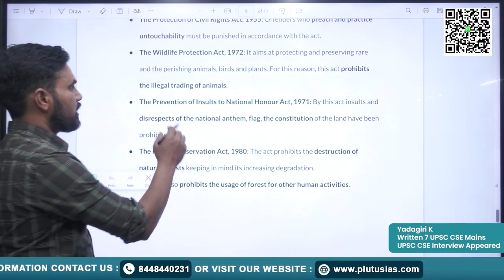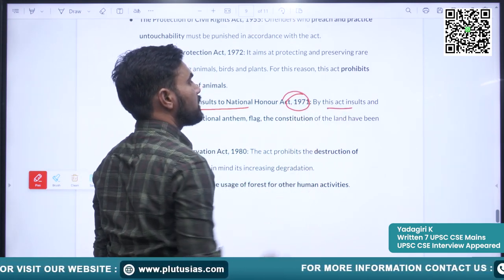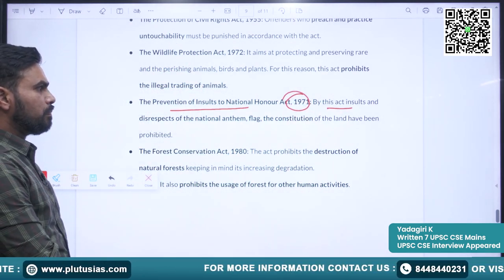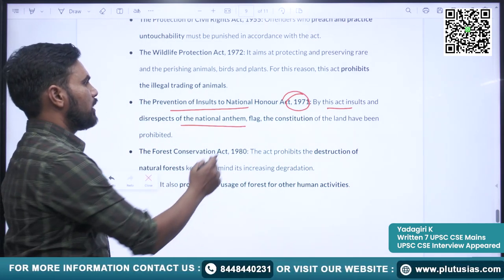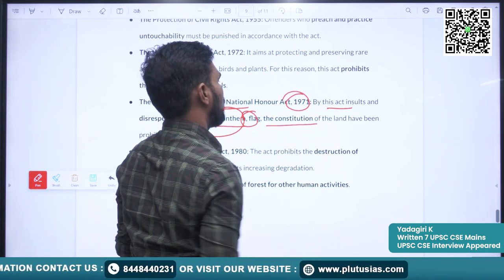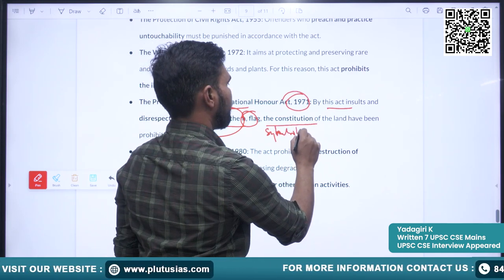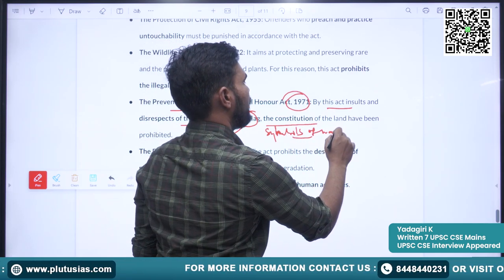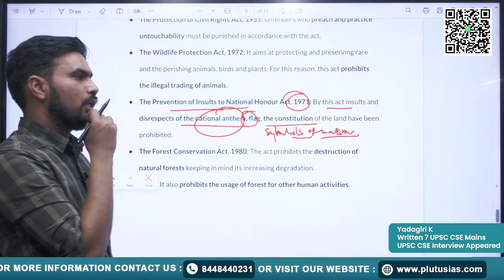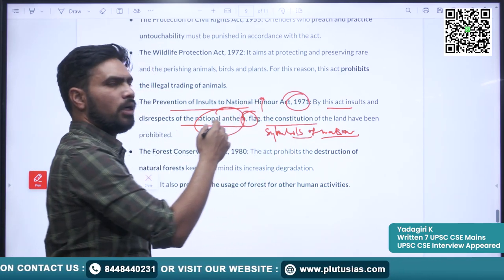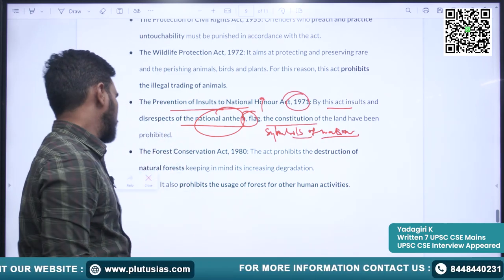So the next act is the Prevention of Insults to National Honor Act of 1971. Through this act, if any person insults or disrespects the national anthem, flag and the constitution, which are symbols of the nation, that particular person can be punished. So this ensures that fundamental duty 1 and 2 are protected and enforced.